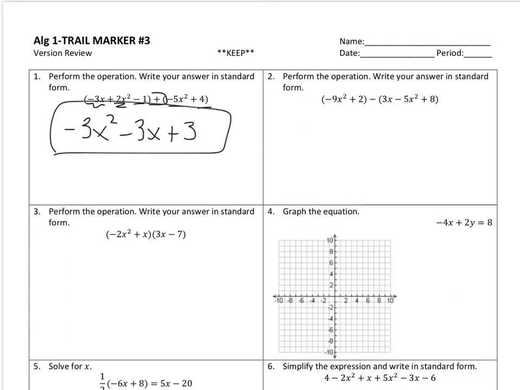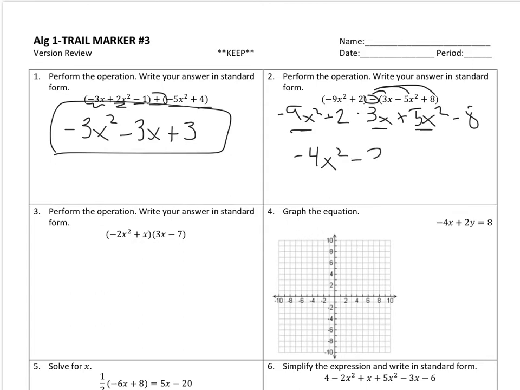Okay, perform the operation, write in standard form. So it's subtraction, so we have to distribute the negative first, and then we can turn it into addition. So I'm going to rewrite that whole first term, because I didn't distribute the negative to it, and then get a negative 3x, positive 5x squared, because a negative times a negative is a positive, and then negative times a positive 8 is a negative 8. Now I'm just going to combine my like terms. Find my x squareds. Negative 9 plus 5 is negative 4x squared, and then my x's, negative 3x again, and then my positive 2 minus 8, which is negative 6.